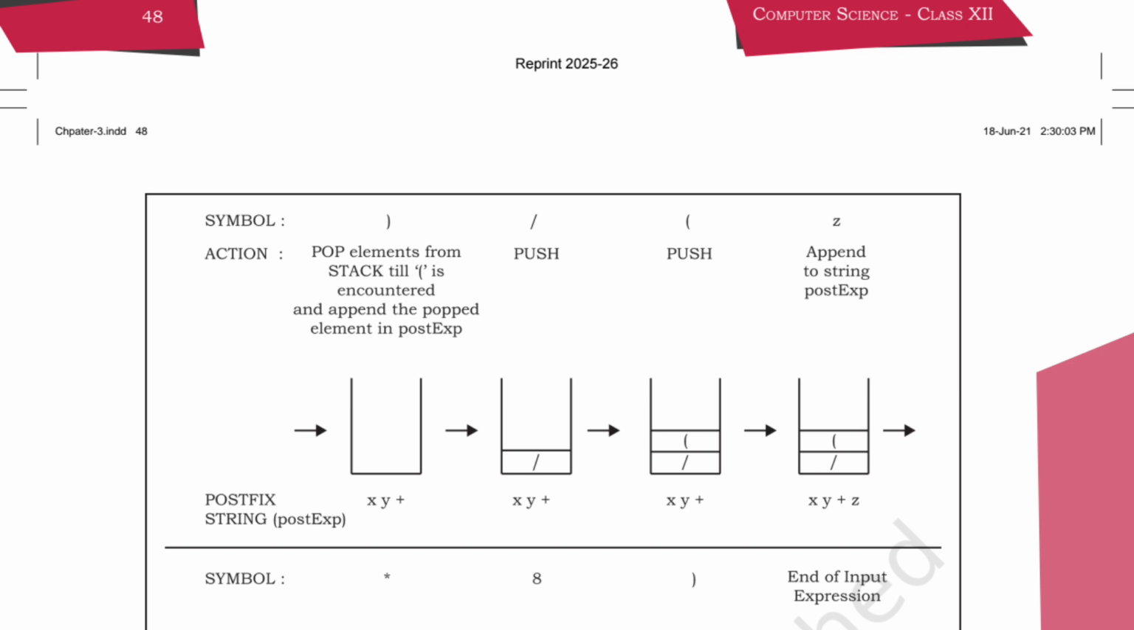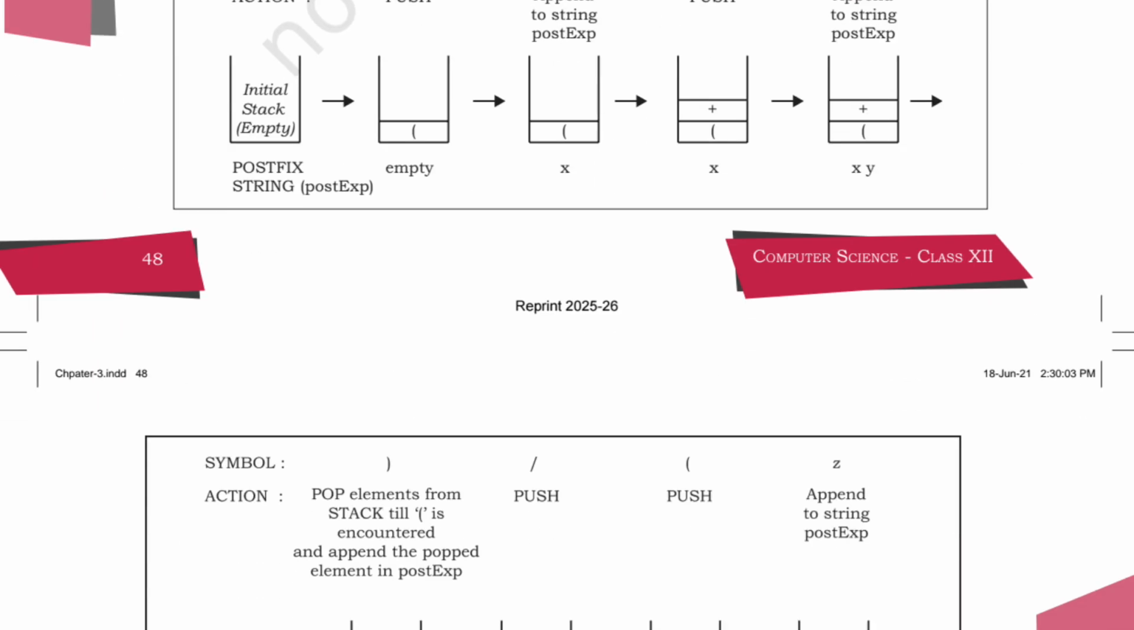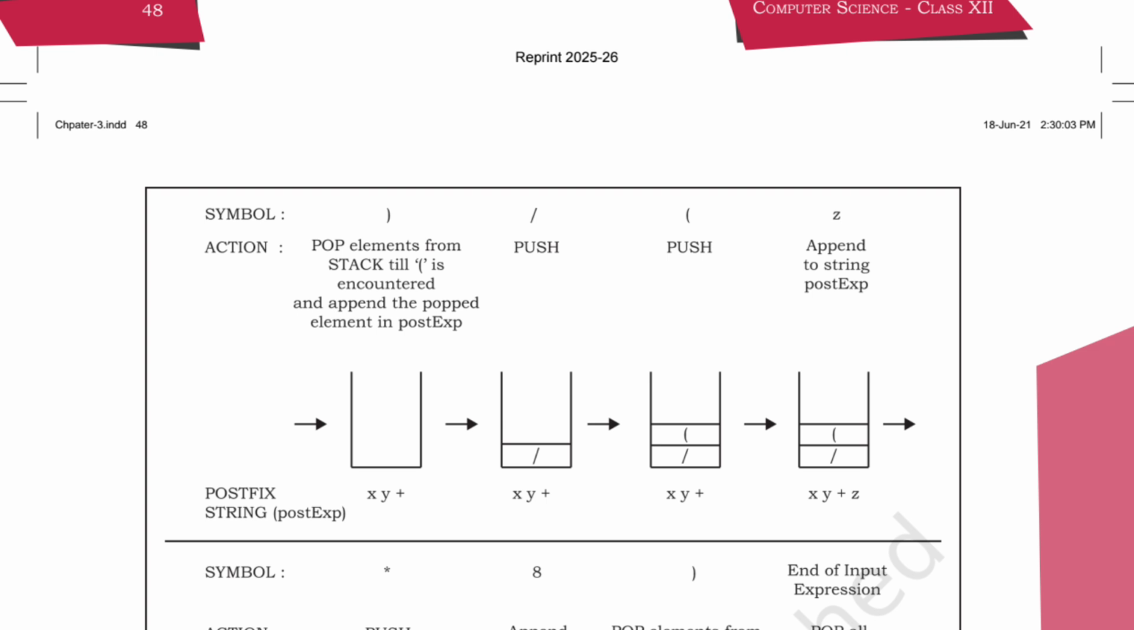So firstly you have to write divide there. So the answer will be x y plus divided by z. So this is the postfix operation. In postfix, what happens?